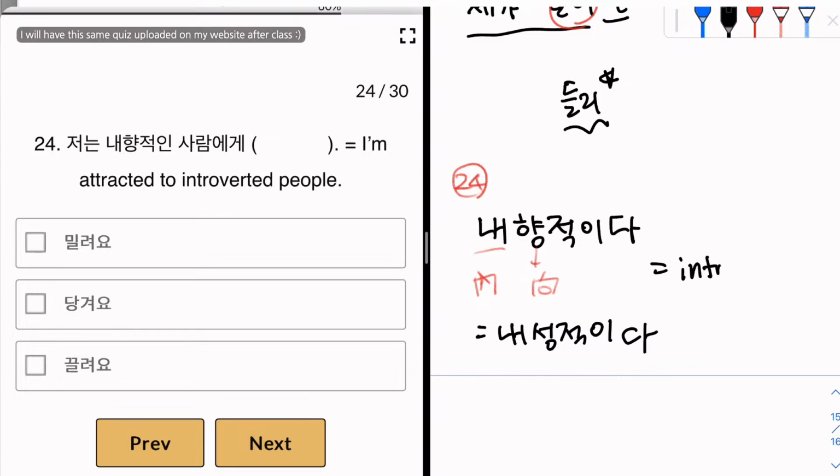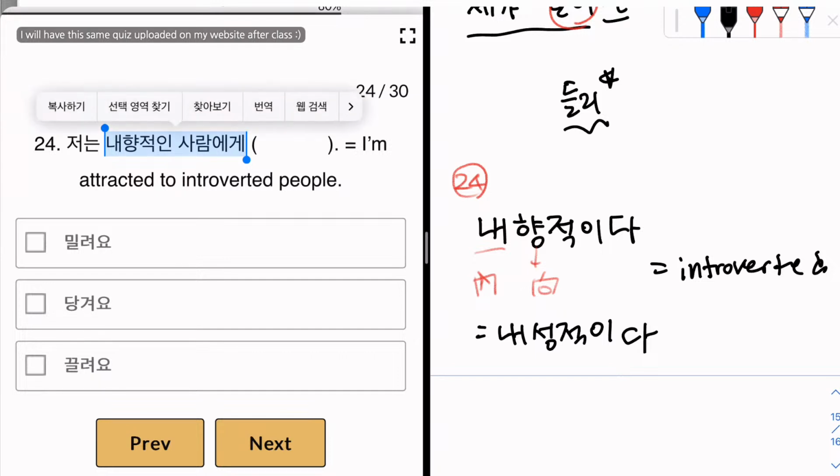Introverted. To be introverted. So 내성적인 사람 or 내향적인 사람 would mean introverted person. So, to introverted person, I am attracted. I am drawn.